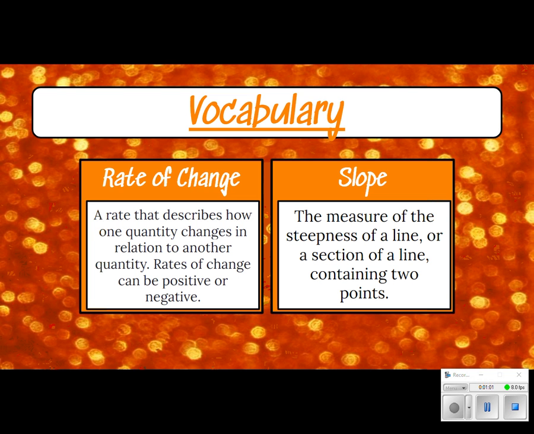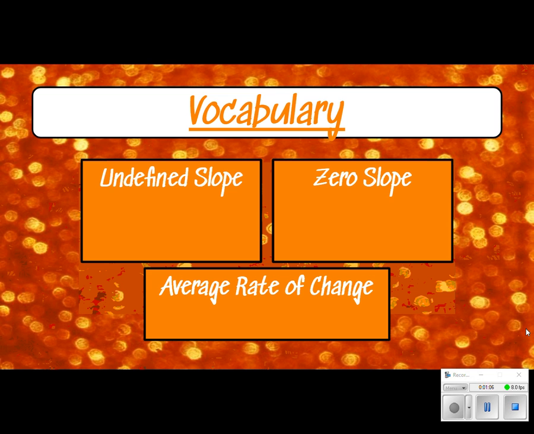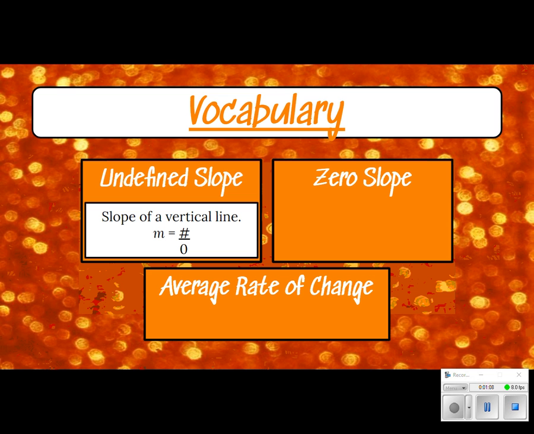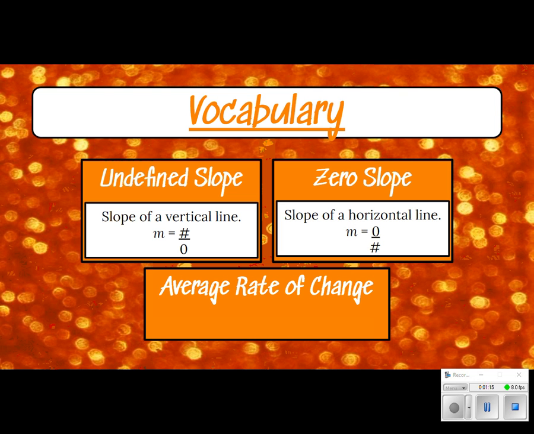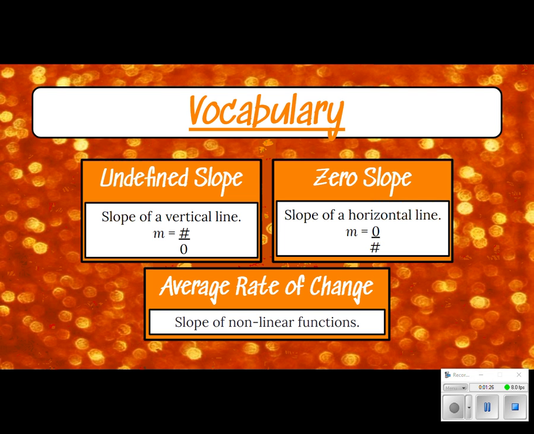So we're looking at how steep that line is. Undefined slope is the slope of a vertical line. We know that we have undefined slope if we are dividing by 0. Zero slope is the slope of a horizontal line. We know we have zero slope if 0 is in the numerator and we have some other number other than 0 in the denominator. And average rate of change is just slope of nonlinear functions, and that is the new piece that we have to work with. So we're just going to make sure we're familiar with slope, and then we'll go into average rate of change.